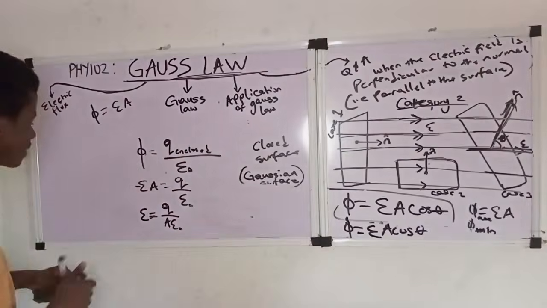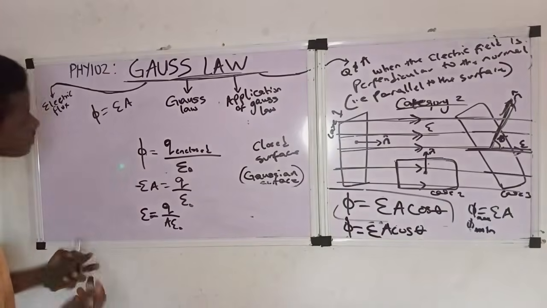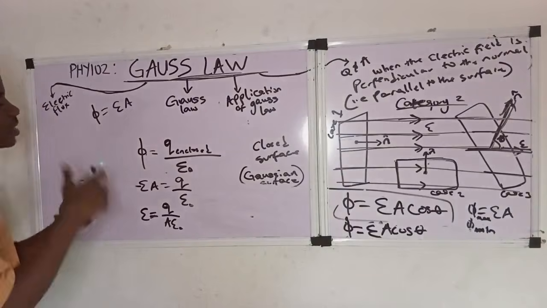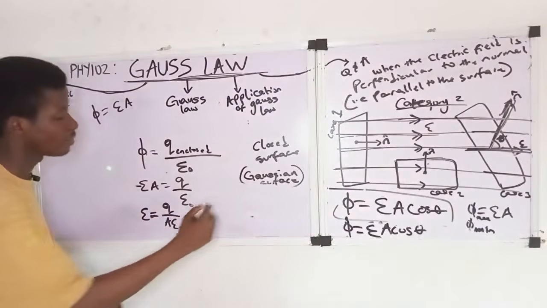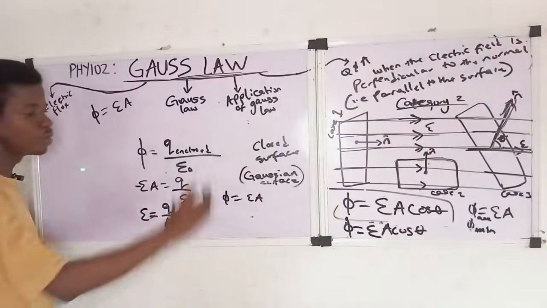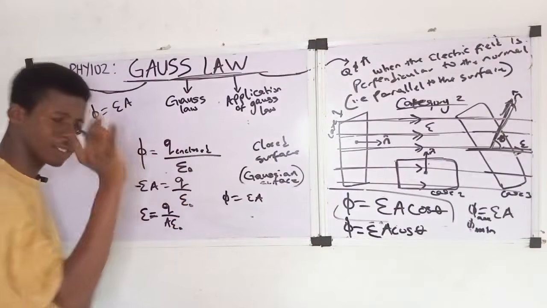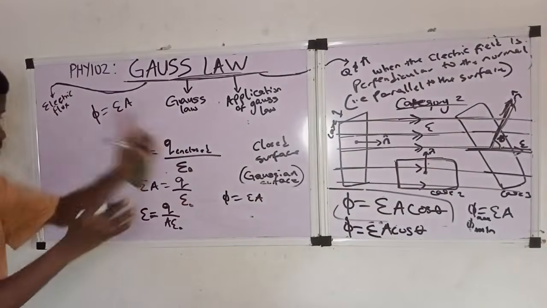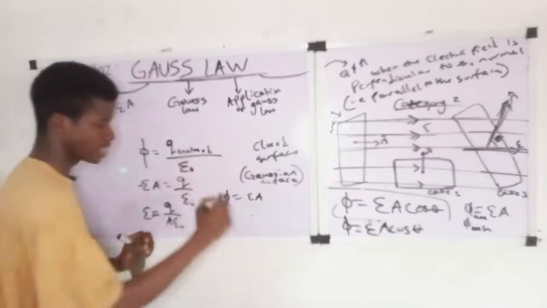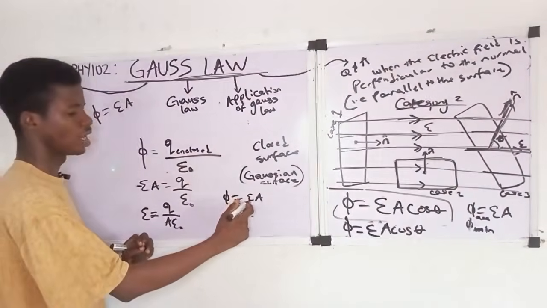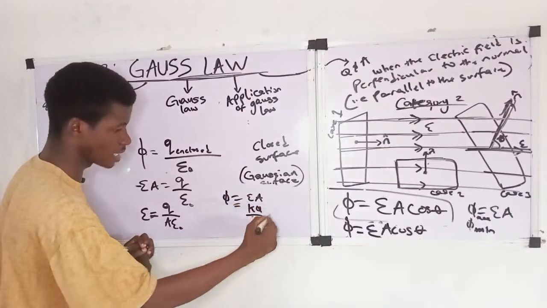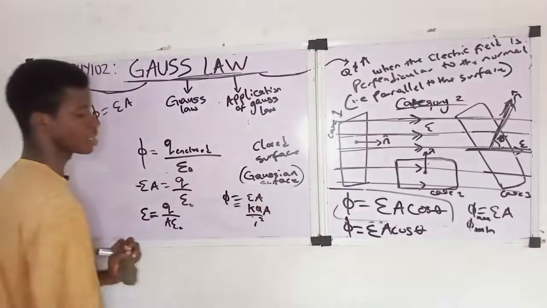Let me break it down. Let's say, for example, they say calculate for electric flux. Before I go on, if we expand this, remember E is the electric field, right? Remember, electric field is kQ over r squared, then times A, right?